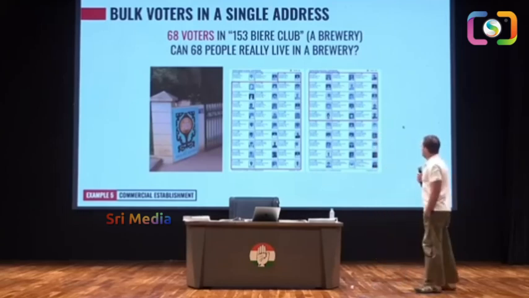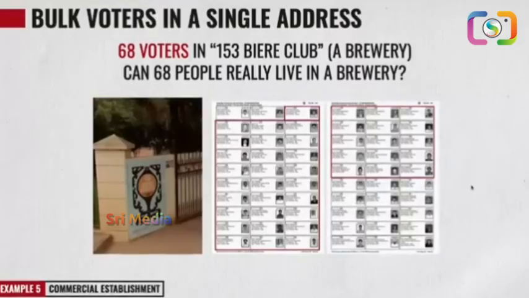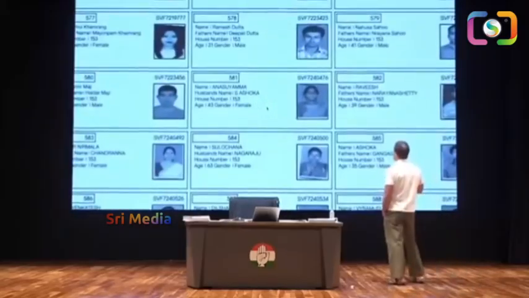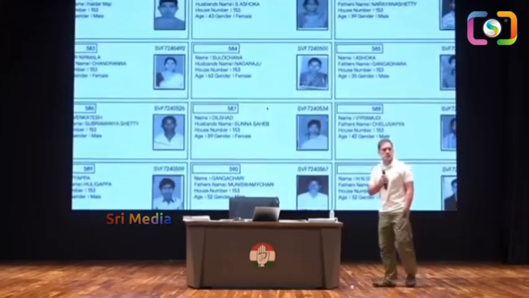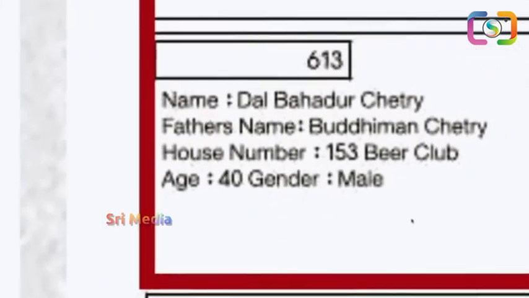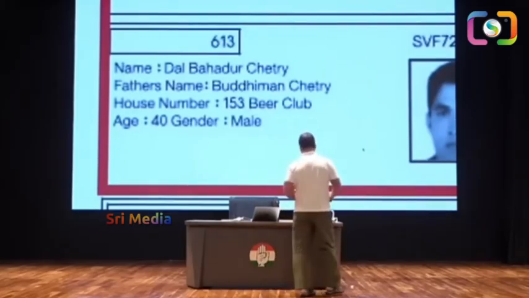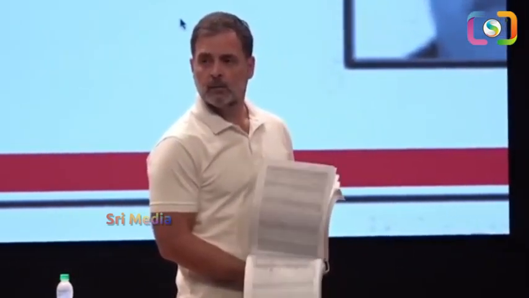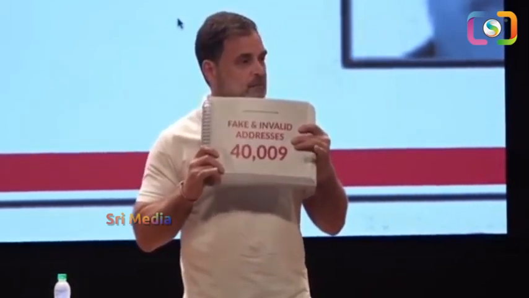Here is 68 voters in a brewery, a commercial establishment. Nobody lives there. Right? And when we go and ask them, where are these people? Who are these people? Nothing. We don't know. Never heard of them. Zoom in. And that's fake and invalid addresses. You can see. Total lies. These guys don't exist. Okay? Next.